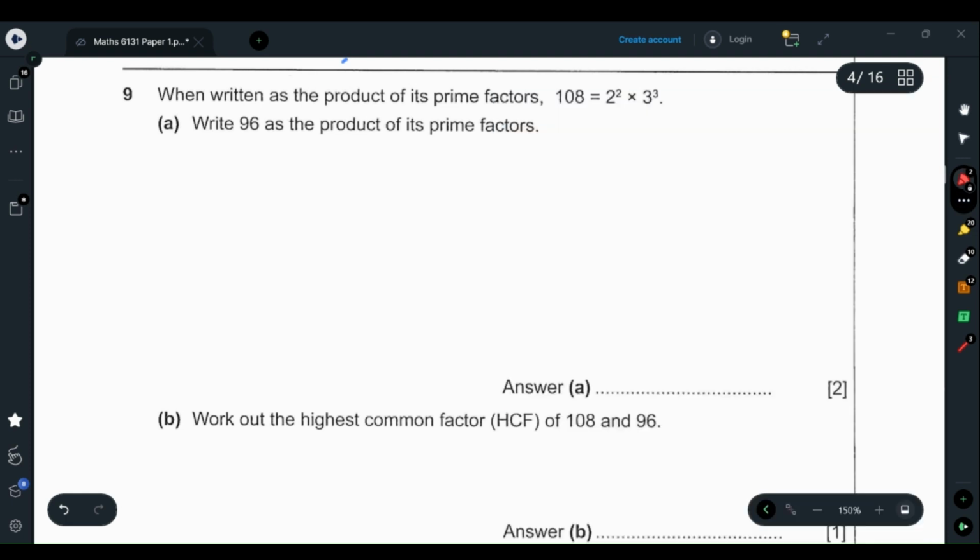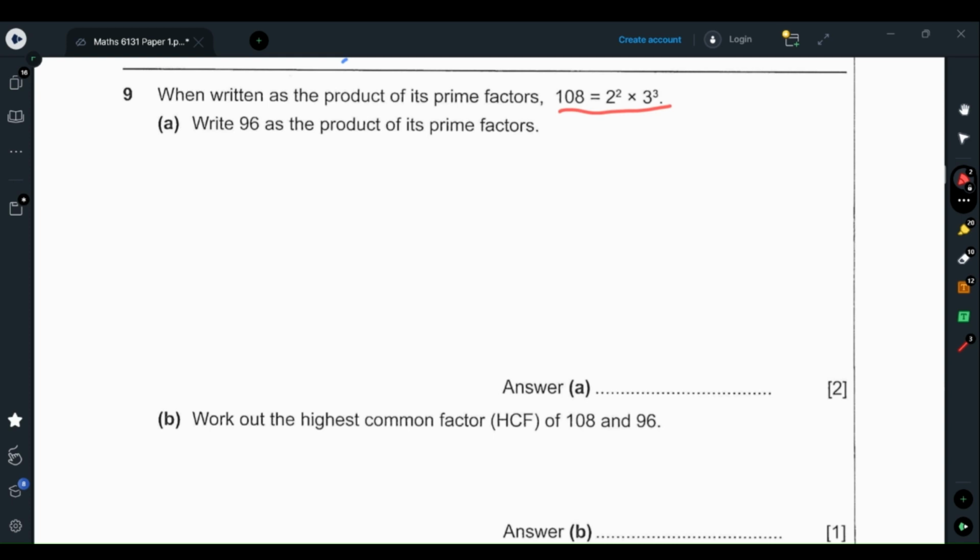Question 9. When written as the product of its prime factors, 108 can be expressed as 2 squared times 3 squared. Write 96 as the product of its prime factors. Okay, let's go ahead and do that.